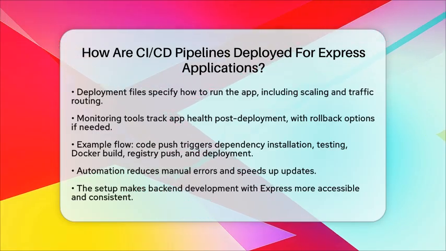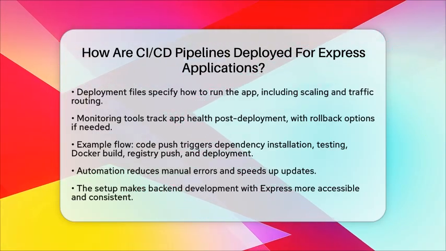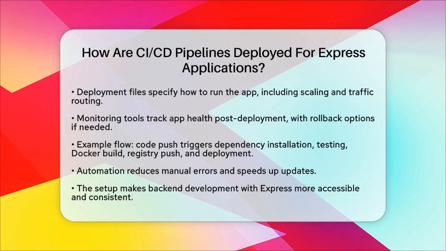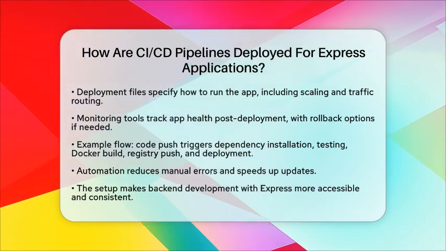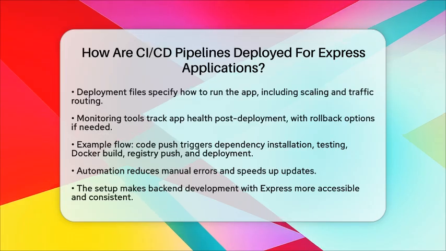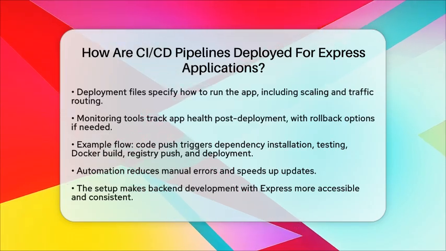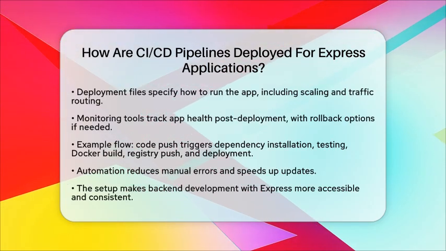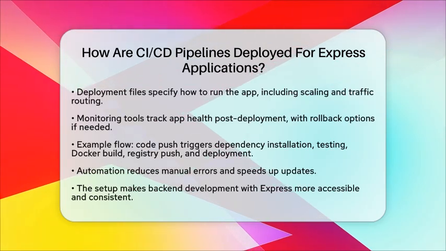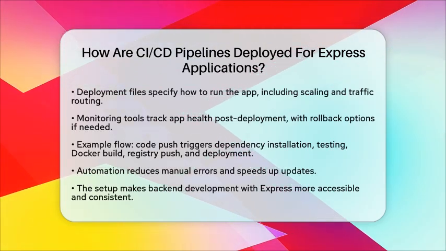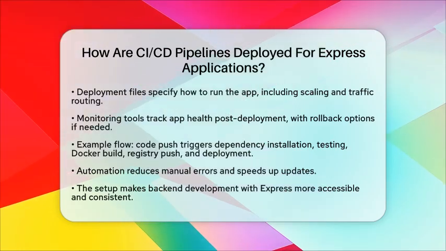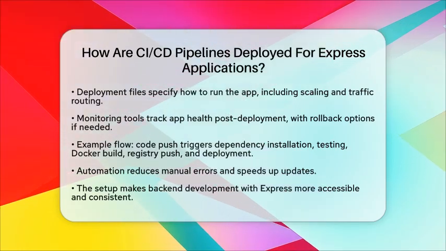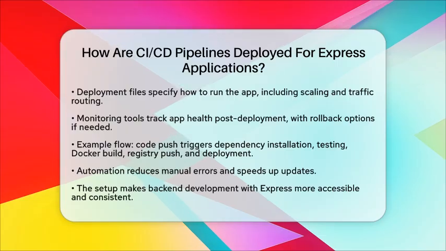For example, a typical flow might be: a developer pushes code to GitHub, which triggers GitHub Actions to install dependencies, run tests, and build a Docker image. The image gets pushed to a registry, and the deployment job updates the Kubernetes cluster with the new image. The app then becomes accessible, and monitoring tools track its status. This automated process saves time, reduces errors, and ensures your backend with Express is always up to date and reliable.